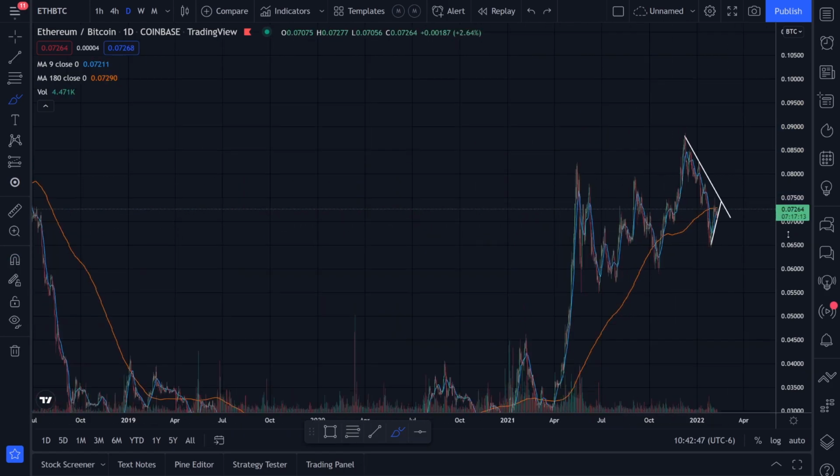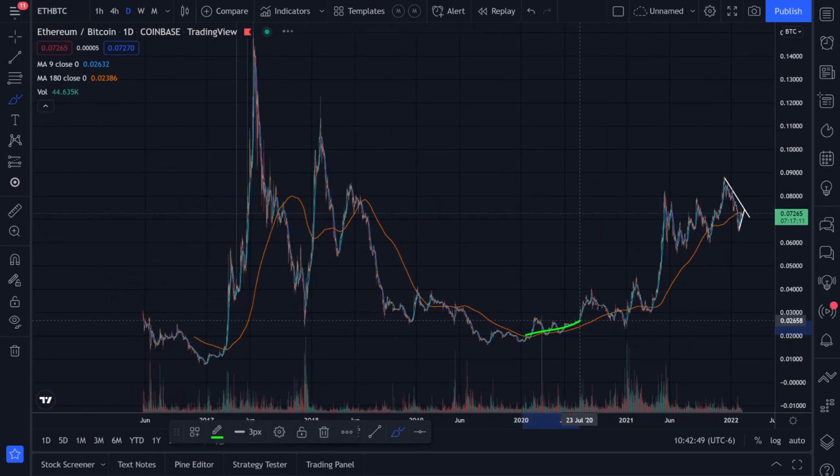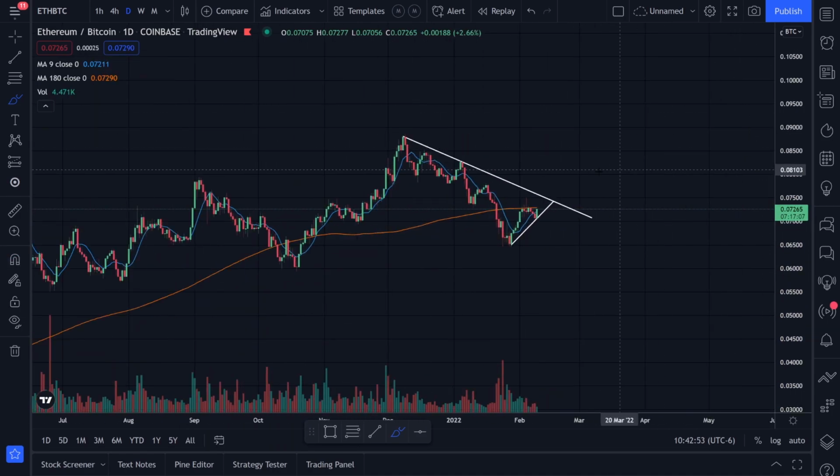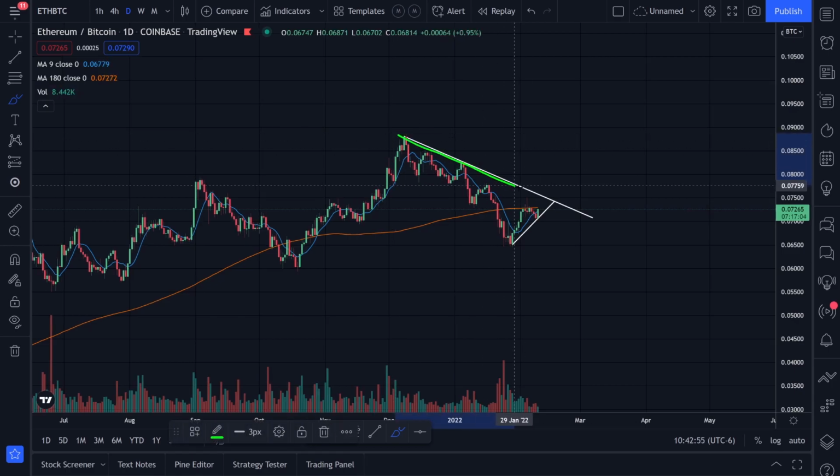And if you look at the bigger picture, then we're also trending up. So it just depends on where you're looking at it. Right now, like I said, I want to break this trend line right here before I get more bullish on Ethereum than I am on Bitcoin.